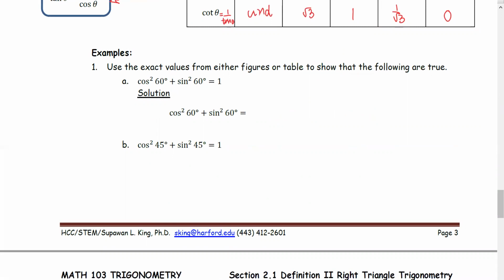In this example, we will use the exact values from either the figures or the table to show that the following are true. We are showing that the left-hand side expression equals the right-hand side expression. For part A, the left-hand side is cosine squared of 60 degrees plus sine squared of 60 degrees.